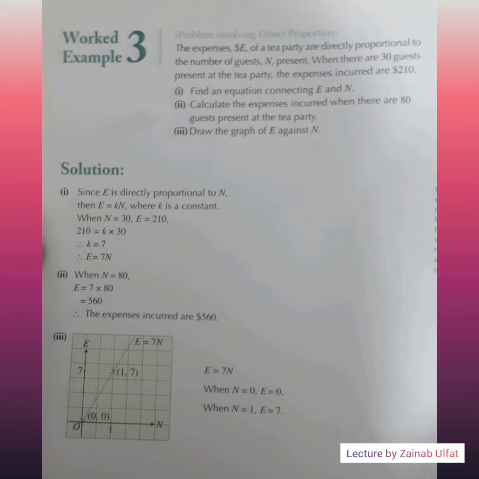Now we are going to draw the graph. When N equals 0, E equals 0, and when N equals 1, E equals 7. Plot the points in the graph. This was all about the worked example.